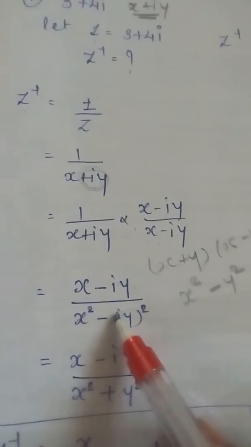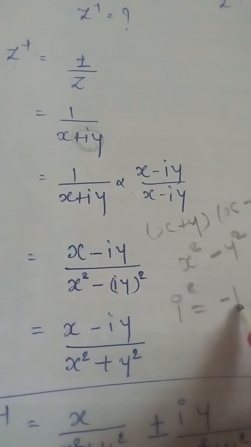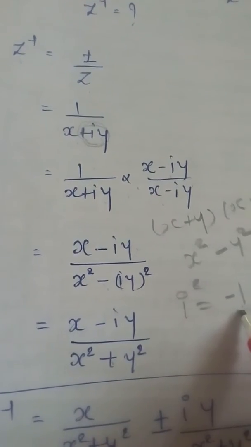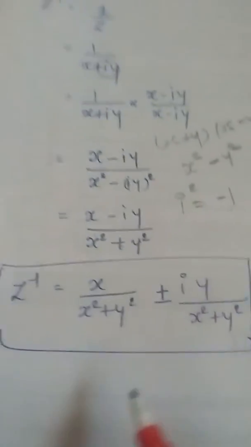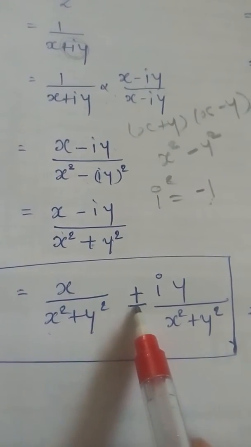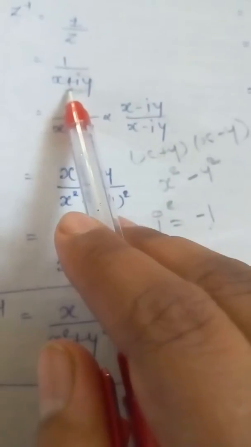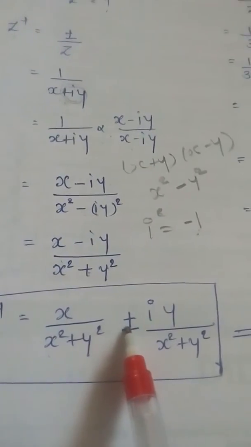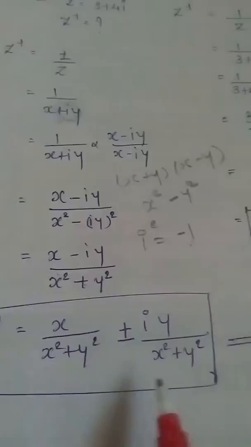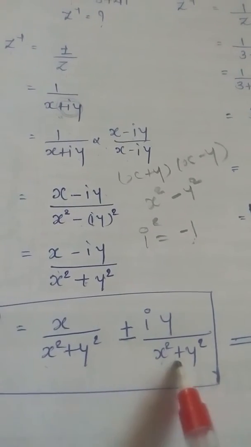Now again, i square will be replaced by minus 1. So minus minus gives plus, and the denominator is x square plus y square. The result is x by x square plus y square, plus or minus: if the question has a plus sign, then the answer will have a minus sign for the imaginary part, iy by x square plus y square.